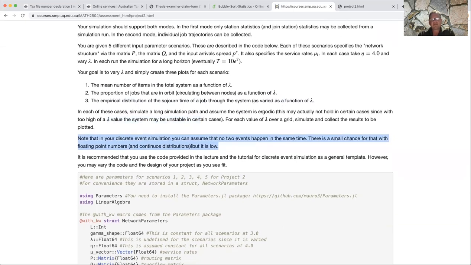Now, discrete event simulations sometimes become a bit more tedious to code if 2 things can happen at the same time. For example, a job can enter service and leave service, or 2 jobs leave service at the same time. Just assume that this doesn't happen, so you don't need to program for such cases. And you can, of course, use the code provided in the lecture and the tutorial and anywhere else, as long as you eventually own it.